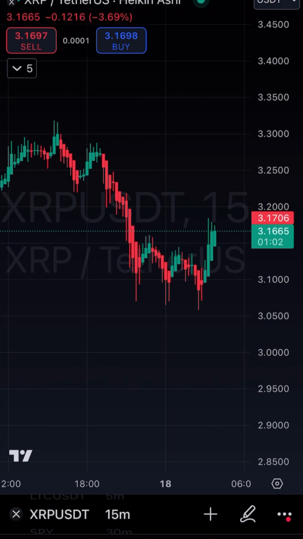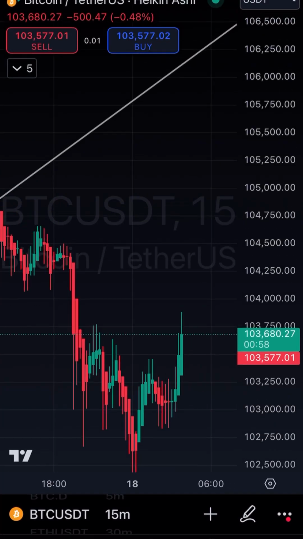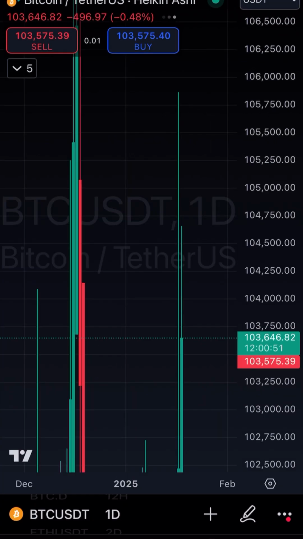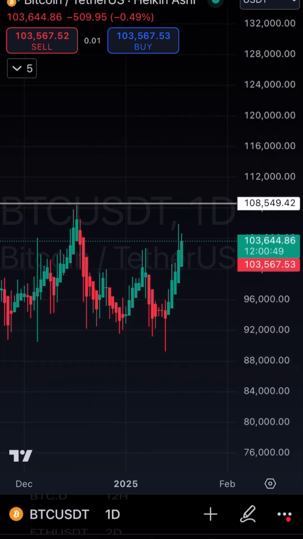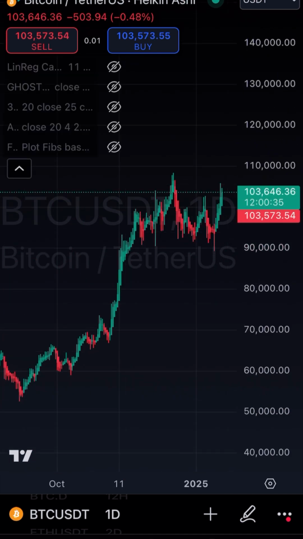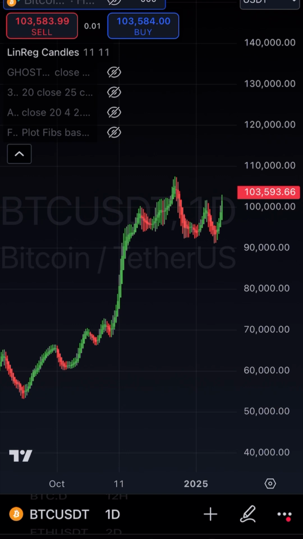Okay, so we're going to start off. We'll look at Bitcoin here real quick. We're going to look at a longer time frame. First, we'll start off with the day chart. Okay, so this is what I have here. I'm going to hide the regular candles, and I'll have my linear lines right here.